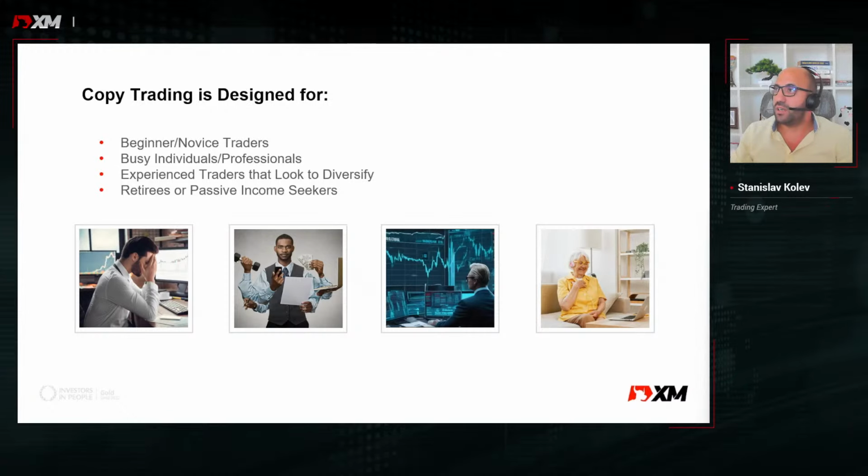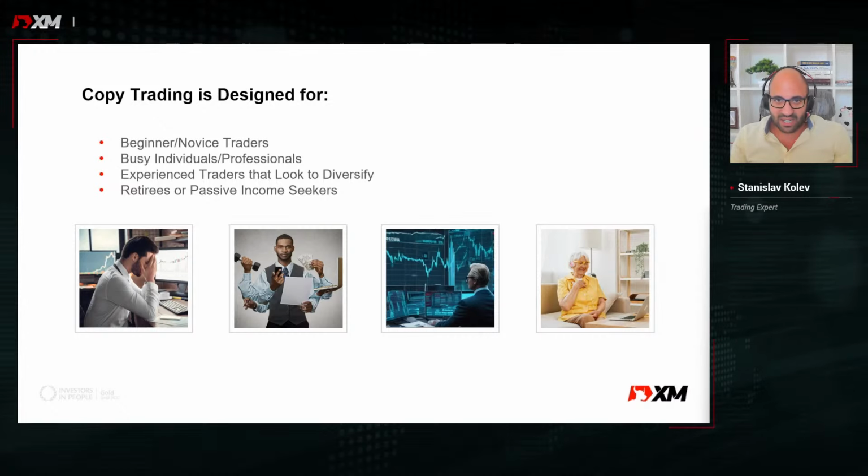Also, if you're a busy individual or professional that doesn't have much time for intraday trading or just doesn't have a lot of time to sit in front of the screen but is still interested in investing capital into the forex market through a certain strategy or criteria, this is also a great tool for you as well.